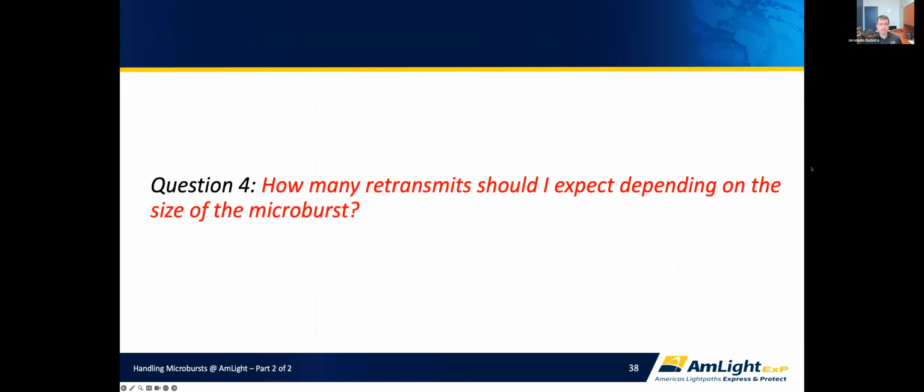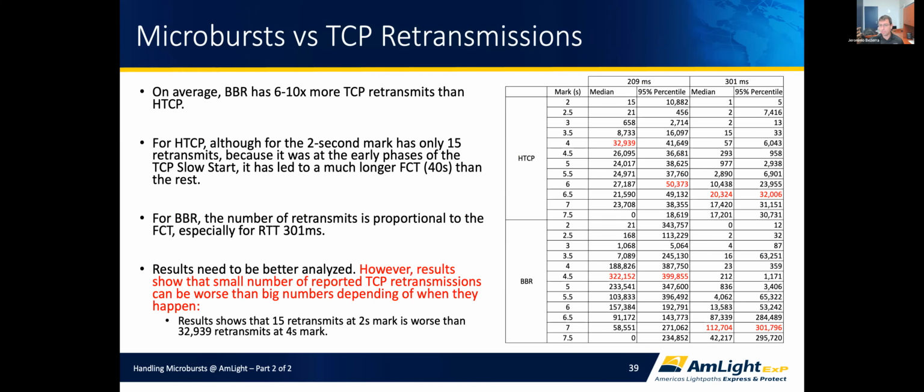So this is important because it leads to the fourth question. How many retransmits or retransmissions should I expect depending on the size of the microburst, right? And this will be no chart, it will be just a table to simplify, but those are the numbers from the same experiment that you saw before, right?